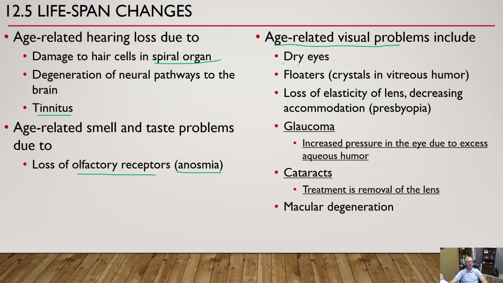Age-related visual problems: dry eyes, floaters, loss of elasticity of the lens. You might need glasses, you might need readers. We talked about presbyopia. You might need readers as you get older. Glaucoma. Glaucoma is basically increased pressure in that anterior chamber, that watery fluid, because you have excess aqueous humor. You might have cataracts. Basically, you just remove the lens in a cataract. You might have macular degeneration.